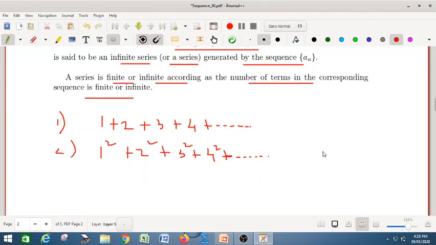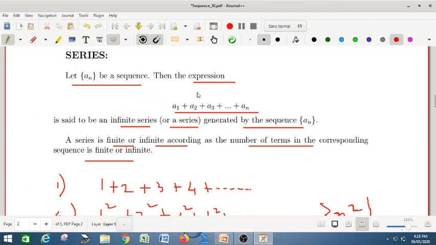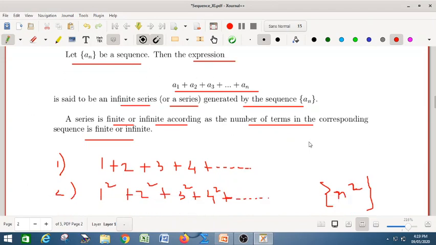This is also a series generated by the sequence n square, whose first term is 1 square, second term is 2 square, and nth term is n square. So this is the sequence n square, and whose series is given by this, generated by the sequence this. So this is the concept of series. Series is the sum of the terms of the sequence.